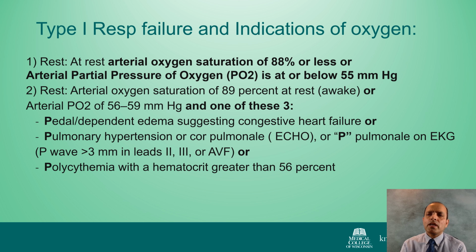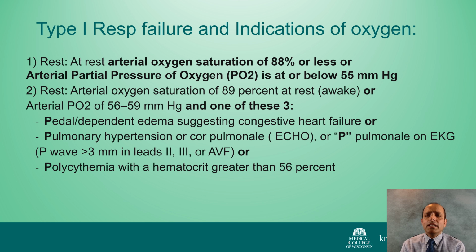Sometimes people are chronically hypoxic and they have features of chronic hypoxemia. Remember, low oxygen concentration in the pulmonary circulation causes pulmonary hypertension, which is completely in contrast to systemic circulation, where low oxygen or high carbon dioxide results in vasodilation. In the pulmonary circulation it causes pulmonary hypertension, and if somebody has pulmonary hypertension for some time, they tend to get features like pedal edema or dependent edema, and they also have P pulmonale in the EKG, which is a tall P wave. Also some people tend to get polycythemia when you check CBC. Polycythemia is defined as hematocrit greater than 56%.